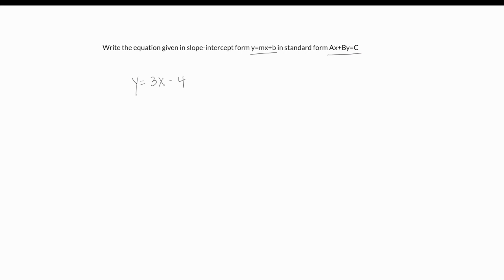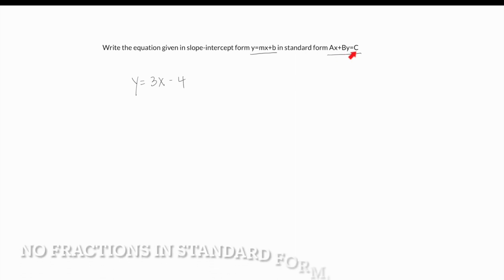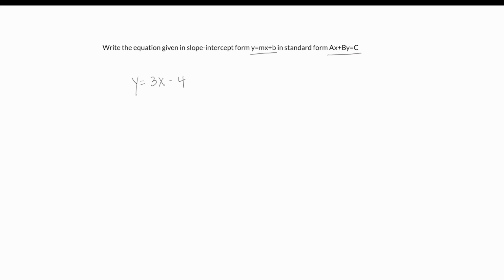Now, when you are writing a standard form, it's typical that the a, the b, and the c are all integers. They should not be fractions. And then a also needs to be positive. So b can be positive or negative, c can be positive or negative, but we really want to try to make that a, which is the number next to x, to be positive. Okay, so again, the main idea is to move the x and the y and make sure they're on one side of the equal sign, and that the number that doesn't have an x or the y is on the other side. Keeping in mind that the number next to x should be positive.